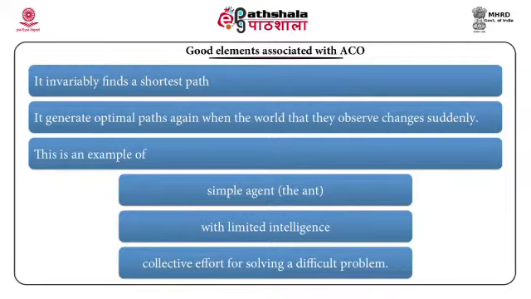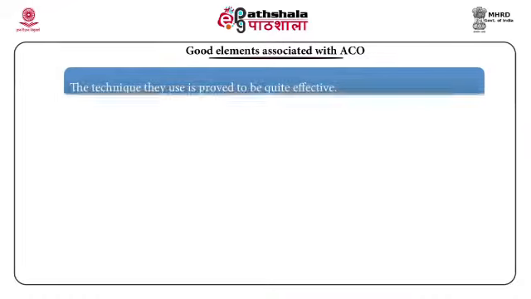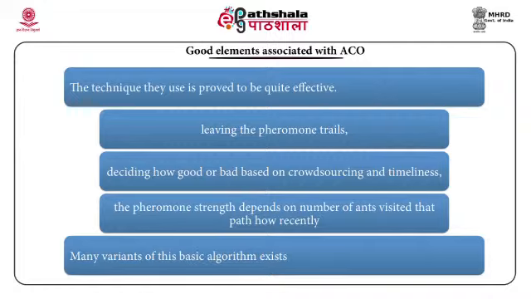And there are three good things about it. It uses a simple agent. The ant is a very simple agent with very few functions and very limited intelligence. But the biggest advantage is that it uses collective intelligence. People use a lot of other names for this, and one very good domain, crowdsourcing, is also doing something quite similar. And we have already seen the leave pheromone trails and decide. A lot of variations of this basic algorithm exist. We are not going to discuss them, but there are multiple ways you can use this algorithm.